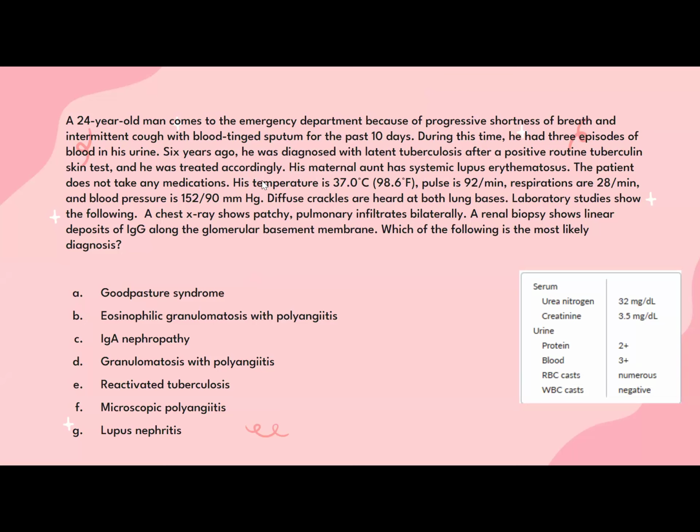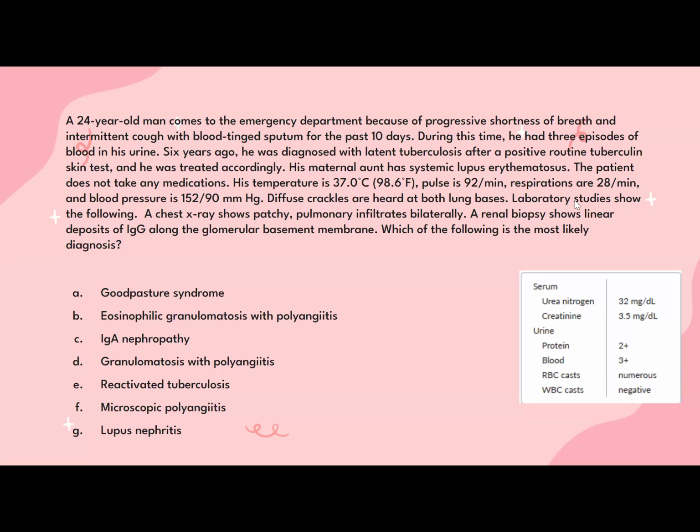The patient does not take any medications. Temperature is okay. Pulse is okay. Respirations are fine too, and the blood pressure is slightly elevated. Diffuse crackles are heard at both of the lung bases. The chest X-ray, laboratory studies show this. So the creatinine is high, the urea is high. Numerous WBC casts, RBC casts. What are we thinking? We're immediately thinking nephritic from this analysis alone, right?